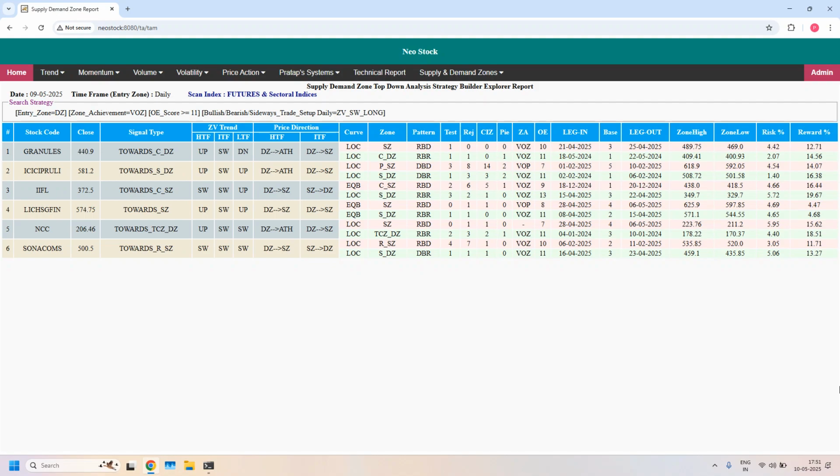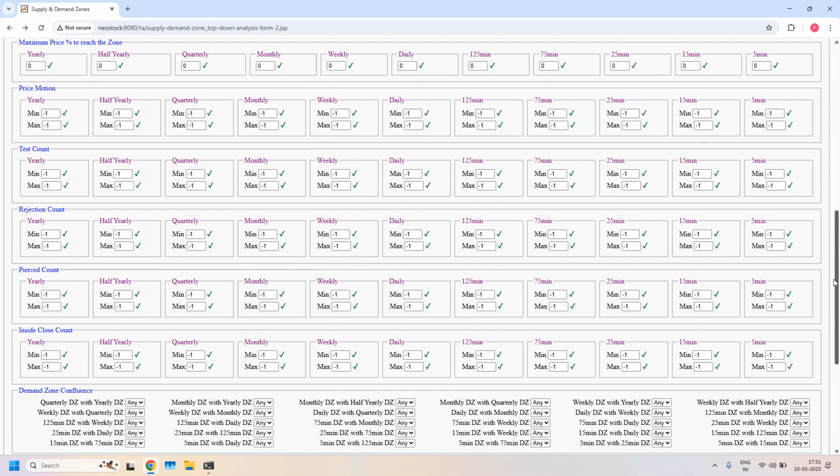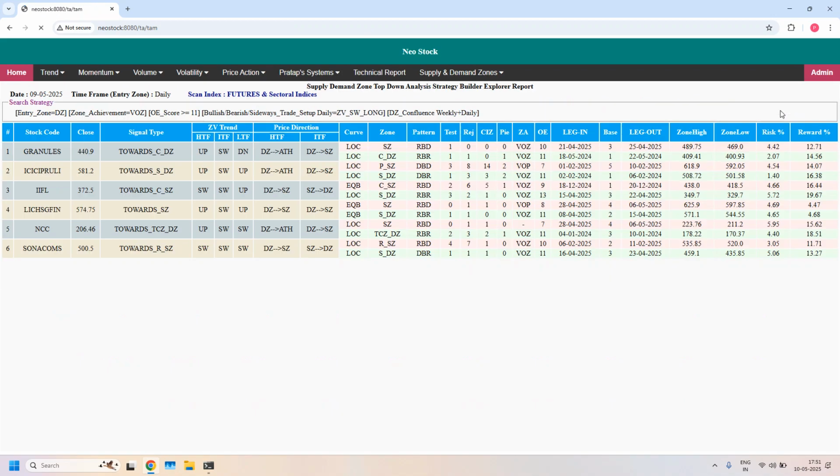Okay, out of these 6, how many are having more high probability to get success? That we will filter based on the zone confluence. First filter LTF and ITF demand zone confluence. That is daily and weekly demand zone confluence. Let's filter this list with that LTF, ITF demand zone confluence. So in the demand zone confluence, I am enabling the filter daily demand zone and weekly demand zone confluence. All 6 stocks are filtered.